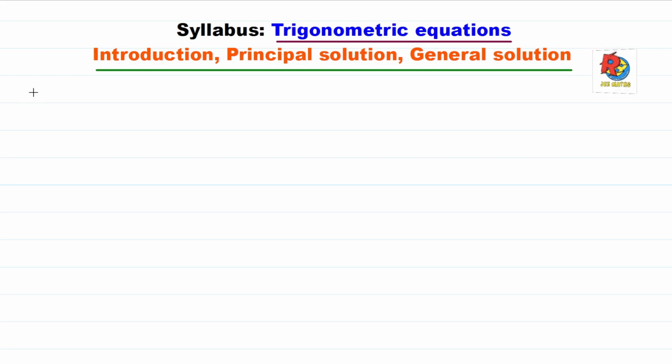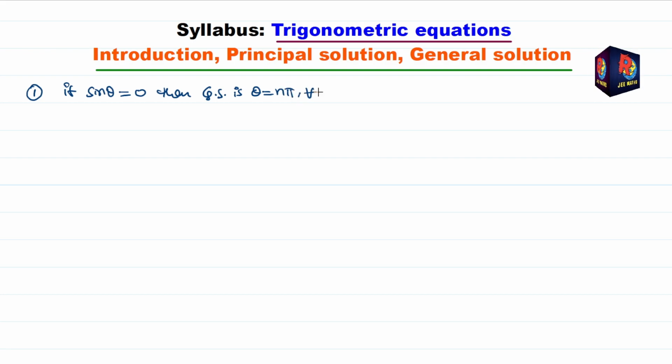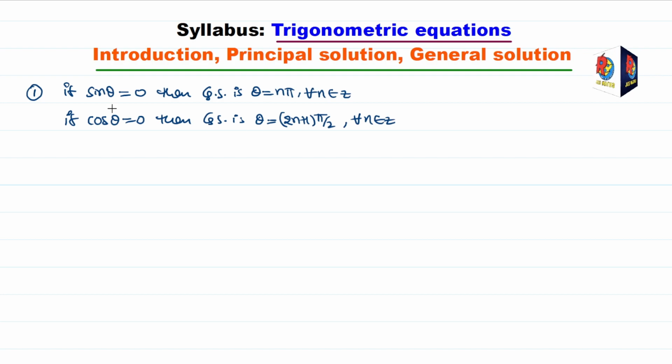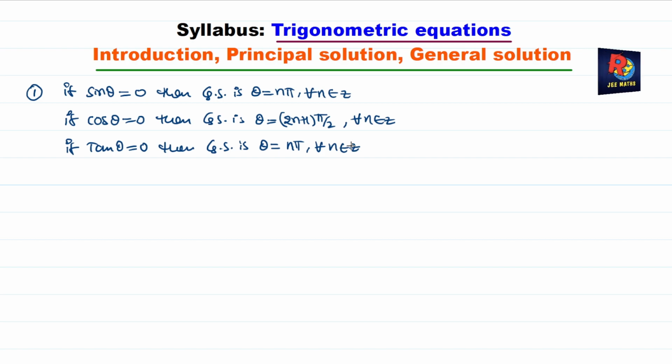In the first set of basic formulas, if sin theta equals 0, then the general solution is theta equals n pi for all n belongs to Z. The second one: if cos theta equals 0, then the general solution is theta equals (2n plus 1) into pi by 2 for all n belongs to Z. And the third one: if tan theta equals 0, then the general solution is theta equals n pi for all n belongs to Z.